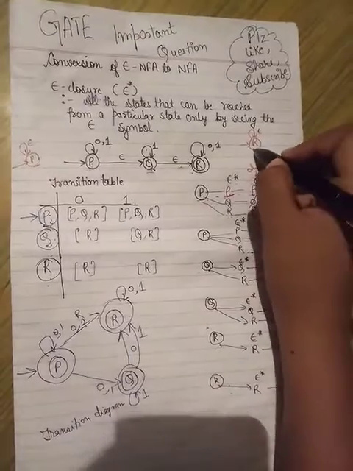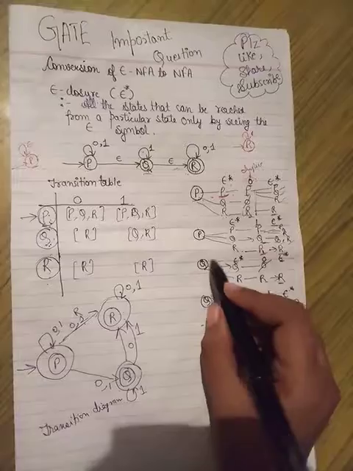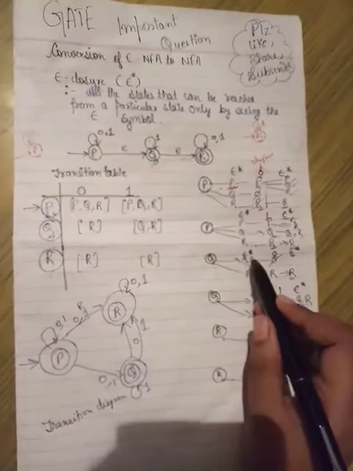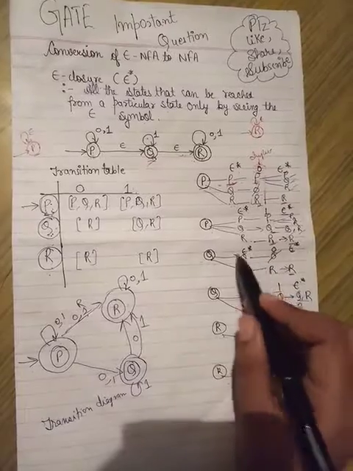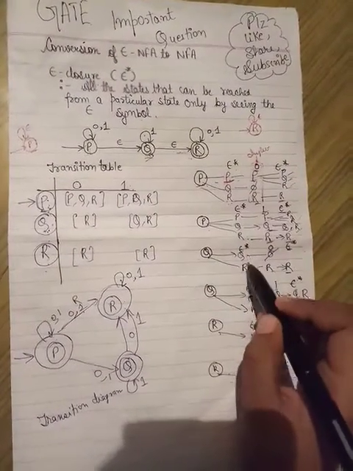You know R on getting input epsilon reaches itself, so I am writing here R. Now I have to consider this Q state. Now I am considering Q state on epsilon star. On epsilon it goes to itself and it goes to R also, so I am considering Q and R.